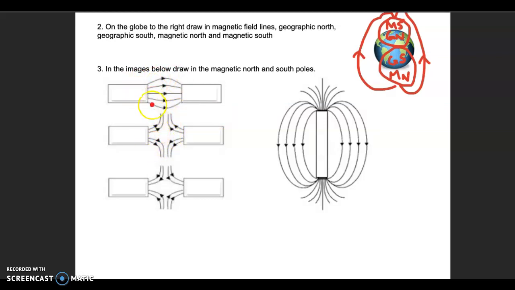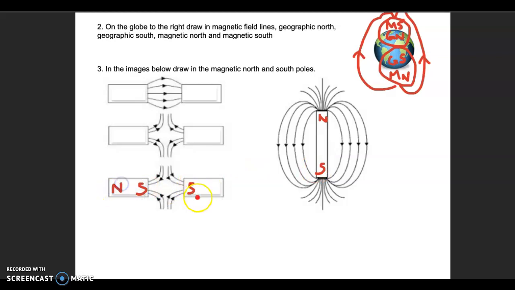You have to say, okay, which way are they flowing? Put the north and south for each of these magnets here. So I'm going to start with this one because it's simple. We get the north going towards the south. So anytime an arrow is pointing towards it, that is our south pole. So here I got south, here I got south.